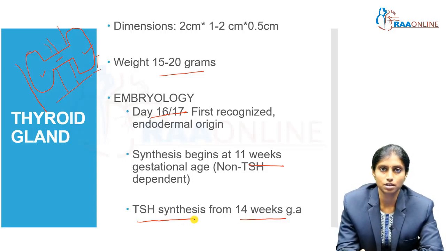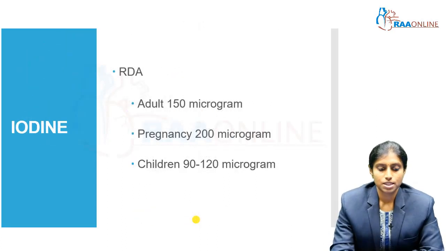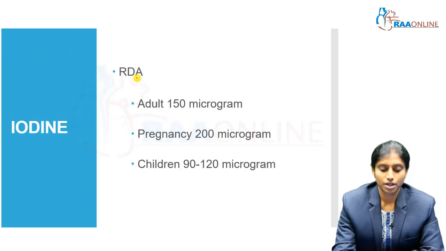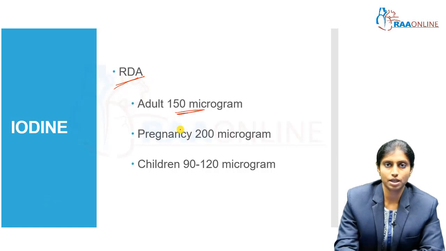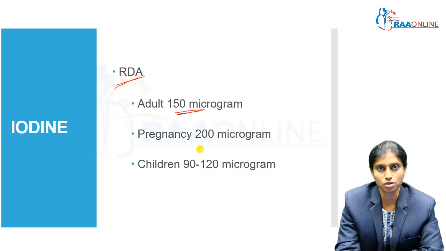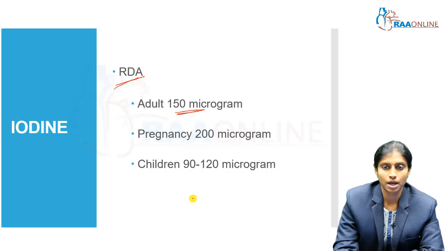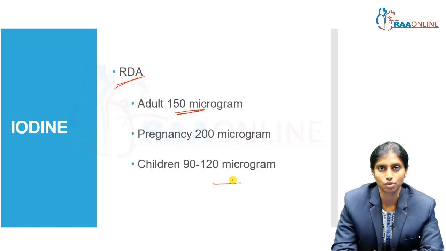In a fetus, the thyroxine hormone is also contributed from the mother. That is why maternal hypothyroidism is given too much importance. Iodine deficiency in mothers is given too much importance. So this is about iodine, the recommended dietary allowance per day. Thyroxine hormone is synthesized from iodine. We'll see about the synthesis of thyroid hormone in the next slide. The recommended dietary allowance of iodine is 150 microgram per day in adults. In pregnant individuals, it is 200 to 220 microgram, and in children, it is 90 to 120 microgram per day.